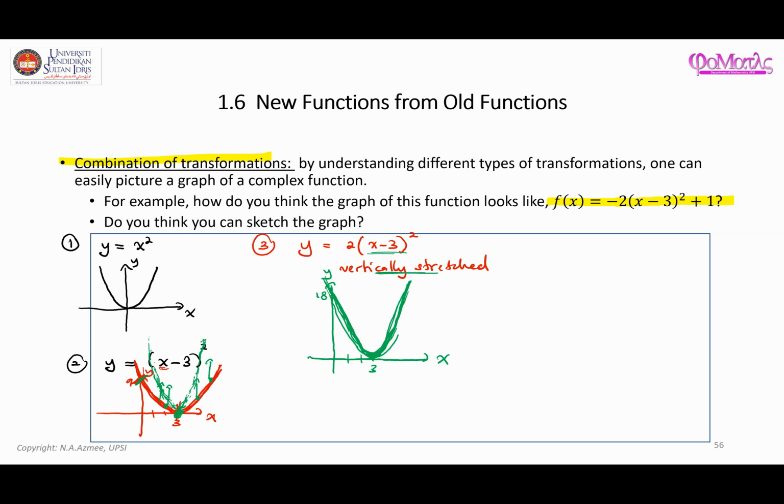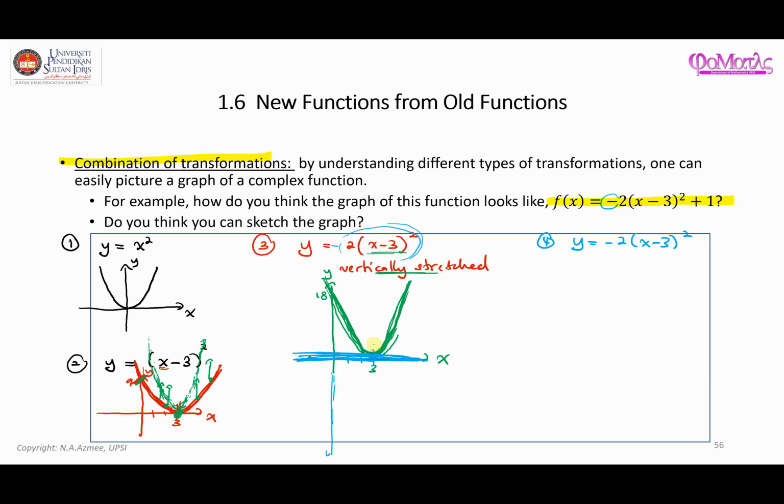Okay, next, we're going to introduce another component, which is a negative sign. So the fourth part here is we're going to have negative 2(x minus 3) squared. When you have a negative outside the function, this is the new function. That means the graph is going to be reflected along the x-axis. So this is the x-axis, and the graph is going to be reflected along this line.